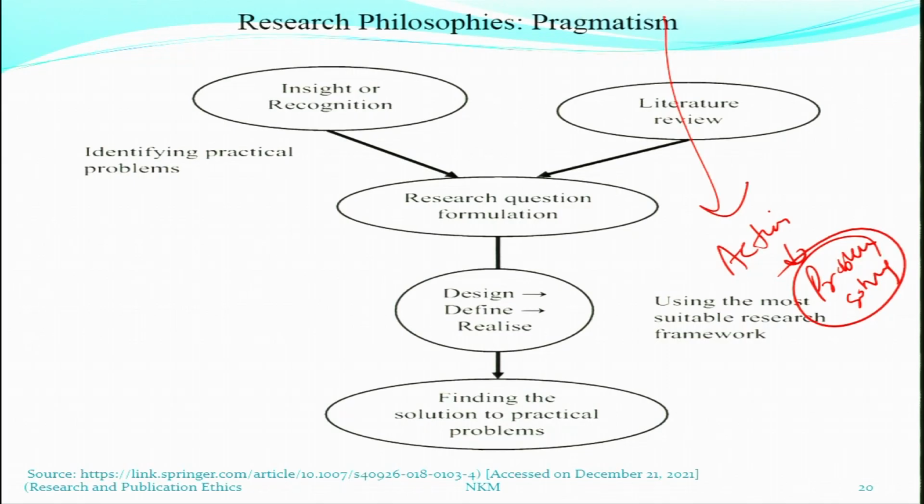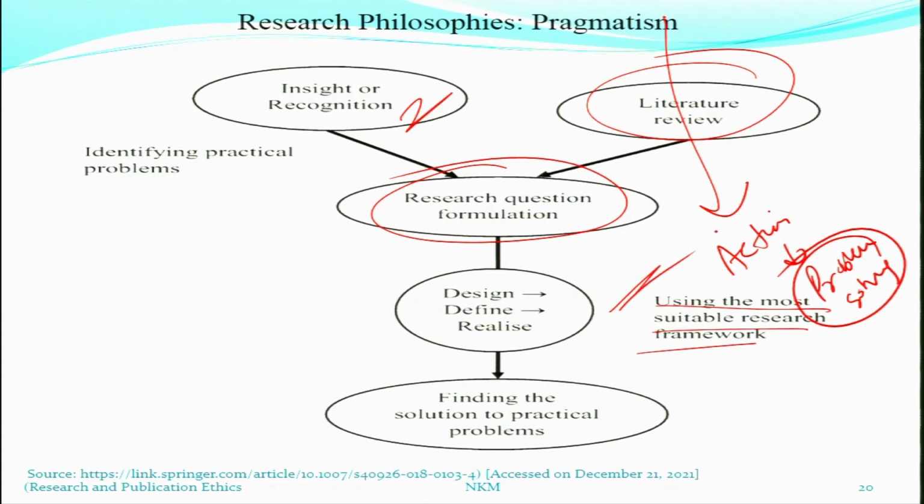So first we see the insight or recognition we have in the research, right? And we go for the literature review, and then we formulate our research questions, and then accordingly we design, define, realize, and use the most suitable research framework. That's a very important thing, right? Because we use the most suitable research framework because we want to resolve all sorts of problems. So finding solutions to practical problems is the approach of pragmatism.